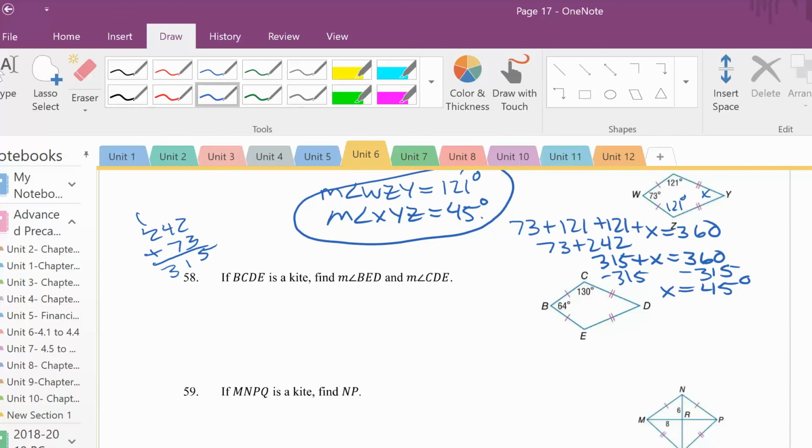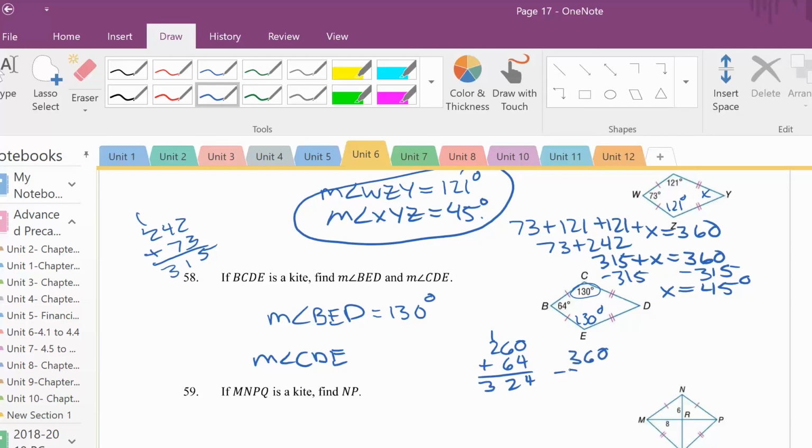So if BCDE is a kite, find the measure of angle BED. So BED is right here. Since this is the one formed by the 2 non-congruent sides, BED would also be 130. And then to find the measure of angle CDE, we have to add up. So 130 and 130 is 260 plus 64 is 324. So 360 minus 324 gives you 36. So CDE is 36 degrees.